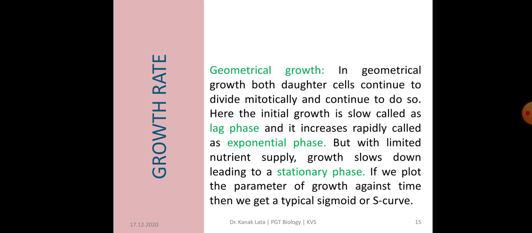Now geometrical growth. In geometric growth, after mitotic division, both daughter cells continue to divide mitotically and will continue to do so. Here in most systems, the initial growth is slow and it is called the lag phase, but it increases rapidly, called the exponential phase. But when the nutrient supply is limited, the growth slows down, leading to a stationary phase. Thus, if we plot the parameter of growth against time t, then we get a typical sigmoid or S curve.